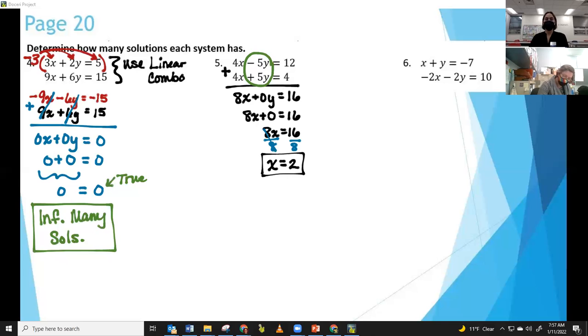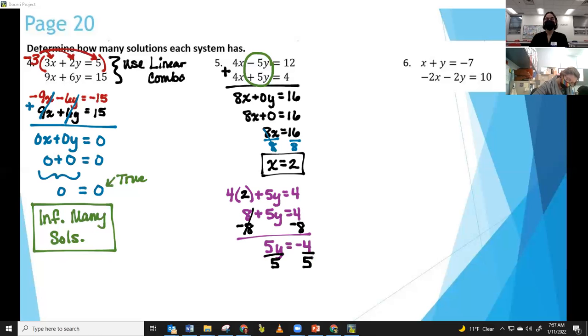And then I need to take that and substitute it back in. I'm going to use the bottom equation this time just because I don't feel like we've chosen that one very much. 4 times 2 plus 5y equals 4. So I would have 8 plus 5y equals 4. Subtract 8 from both sides. 5y equals negative 4. And then I divide both sides by 5. I'm going to leave that as a fraction, but you could write it as the decimal negative 0.8.